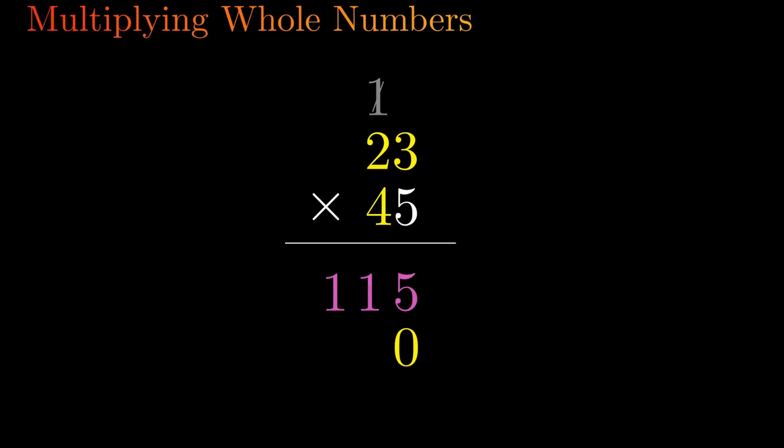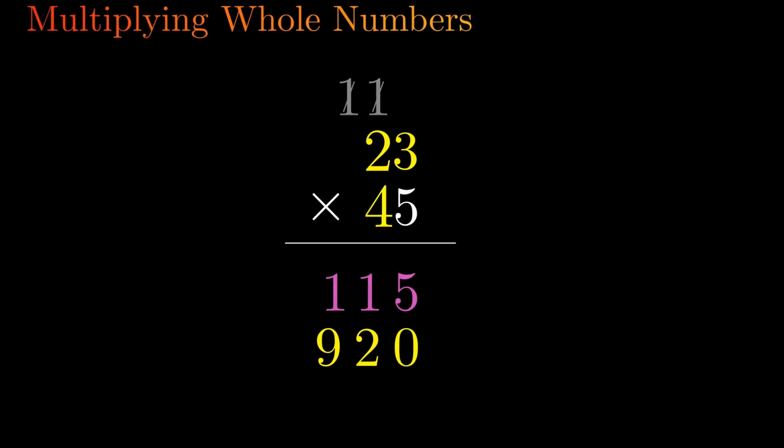Now we multiply. 4 times 3 is 12. Write the 2 and carry the 1. 4 times 2 is 8, plus the 1 we carried is 9. 920 is our second partial product.